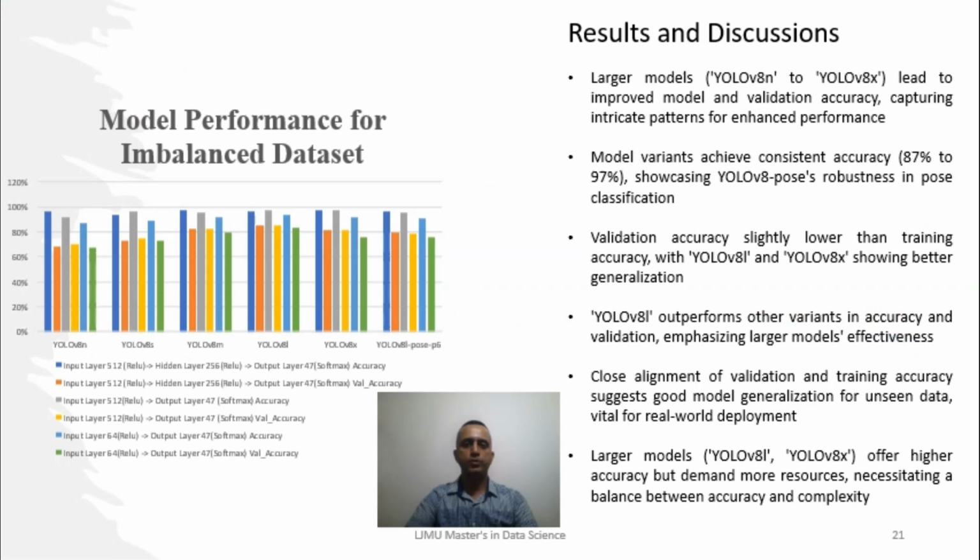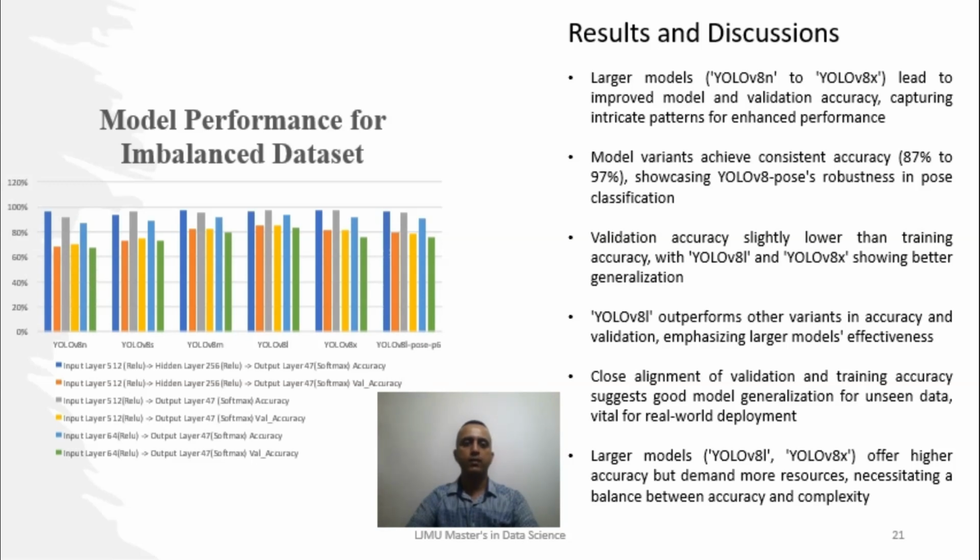Coming to results and discussions for model performance for the imbalanced dataset, the bar graph on the left hand side displays the performance of the 6 YOLO V8 pose models for the model and validation accuracy. It was observed that the larger models exhibited improved model and validation accuracy. The model variants achieved consistent accuracy between 87% to 97%, which is considered good and showcases robustness in pose classification. The validation accuracy in each case was observed to be slightly lower than the training accuracy, with YOLO V8L and 8X models exhibiting better generalization.